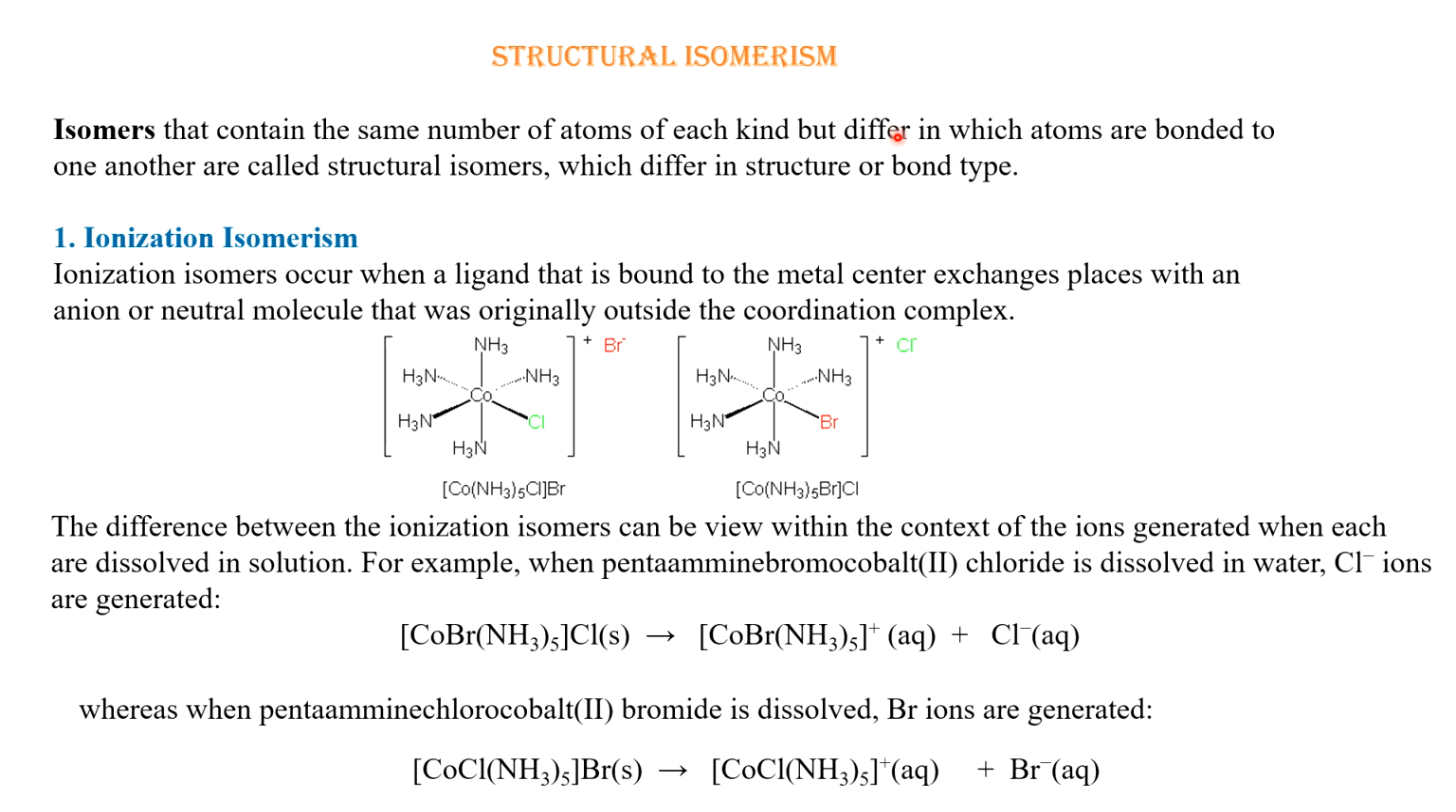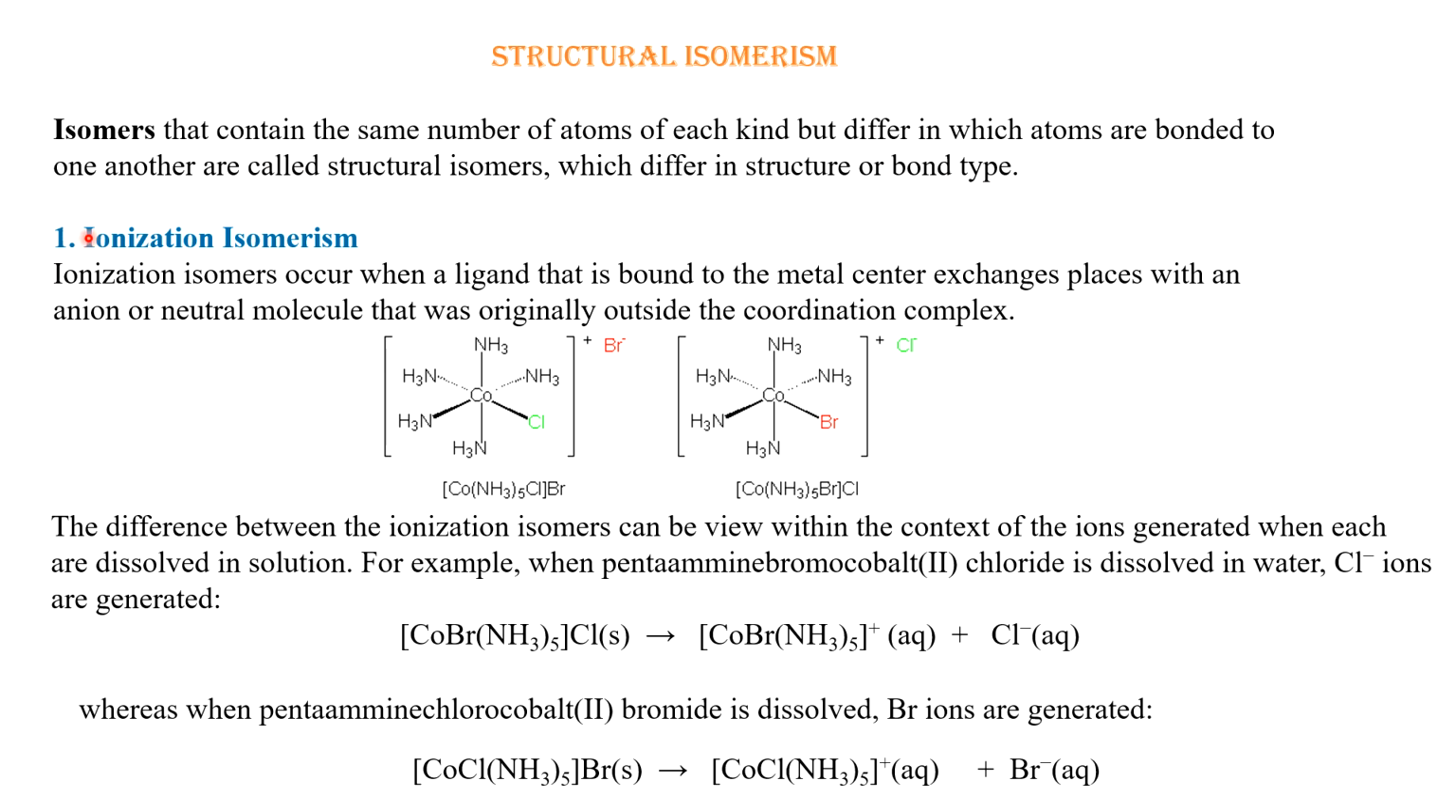They will have the same number of atoms of each kind, but differ in which atoms are bonded to one another, and are called structural isomers, which differ in structure or bond type. So structurally they will be different. How? Okay, let us see with examples.